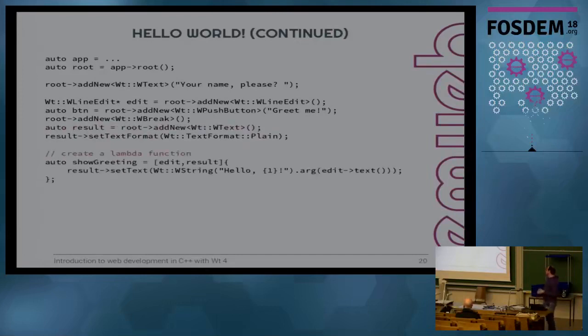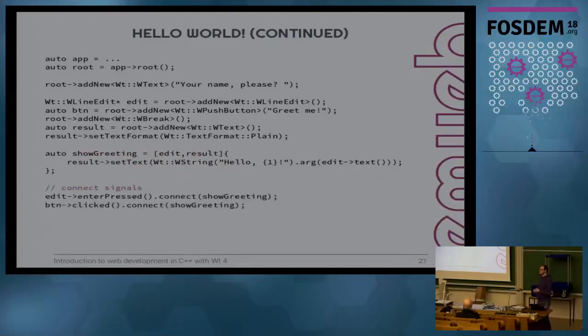And then we'll create a lambda function, which will be our slot. And this slot calls setText on results to set our greeting, and a WString is passed in, which is our special kind of string, which is UTF-8 encoded, unlike std::string, which does not say anything about the encoding. And it has localization features, which I'll get to later. And it has this argument substitution feature, so you can say .arg, and you get the text from the edit and put it in there in the string.